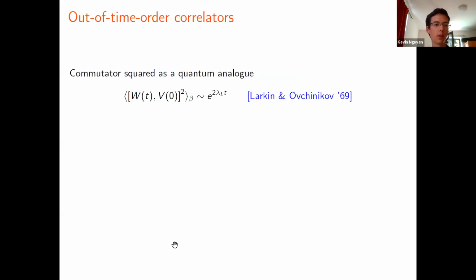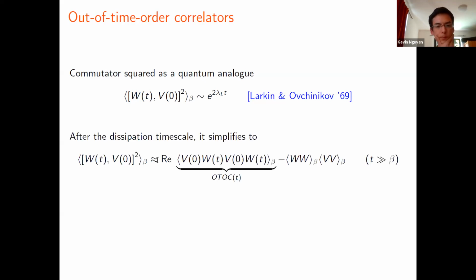And Larkin and Ovchinnikov, a long time ago, proposed such a quantity, which is simply the square of the commutator. And indeed, when you compute this in a quantum chaotic system, you generically find that this grows exponentially with time. So it seems to be a good probe of quantum chaos.